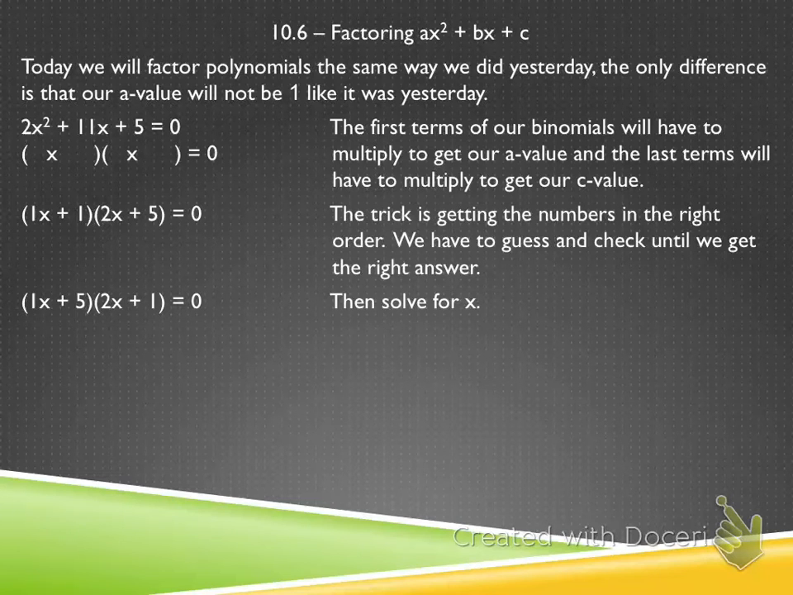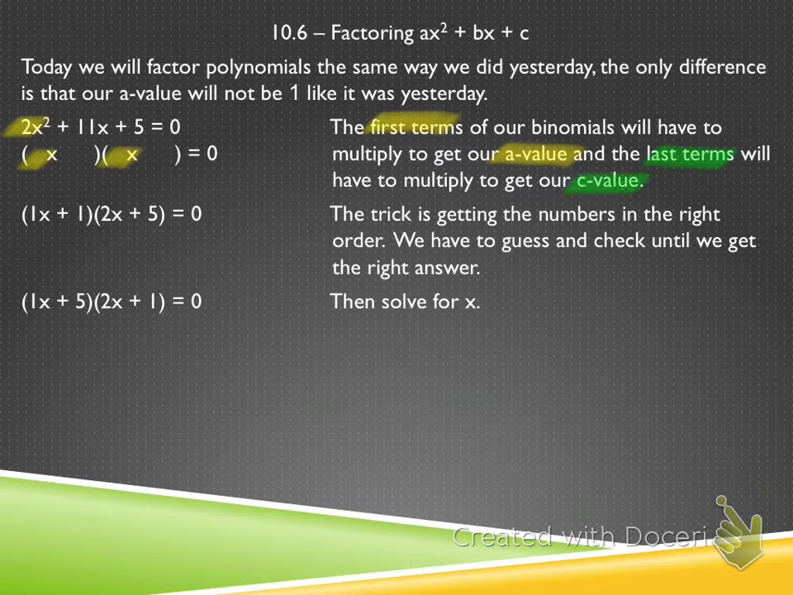Alright, so today we're going to be working on factoring tougher stuff. Again, the only difference is that our a value is not 1 anymore, it's going to be a number. So this is the way we're going to do it. The first terms of my binomials have to multiply to get our a value. So that means these first terms have to multiply to get me 2, and then the last terms have to get my c value. So these last terms in this binomial have to get me 5.